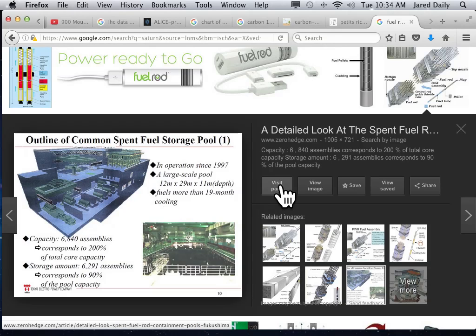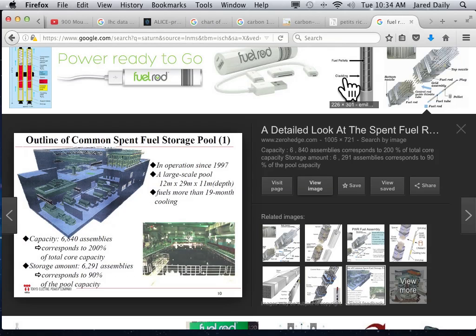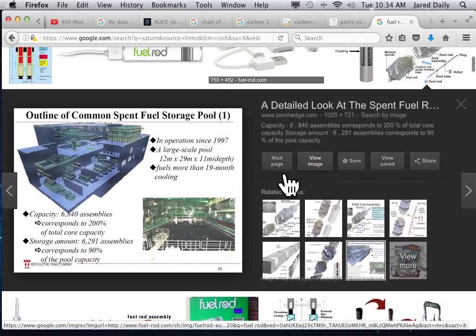Oh, here's a cool picture of a spent fuel storage pool. This one's in Tokyo. 6,840 fuel rod assemblies can fit in the spent fuel pool. Anyway, so that's the basic idea of fuel rods and control rods inside of nuclear reactors.